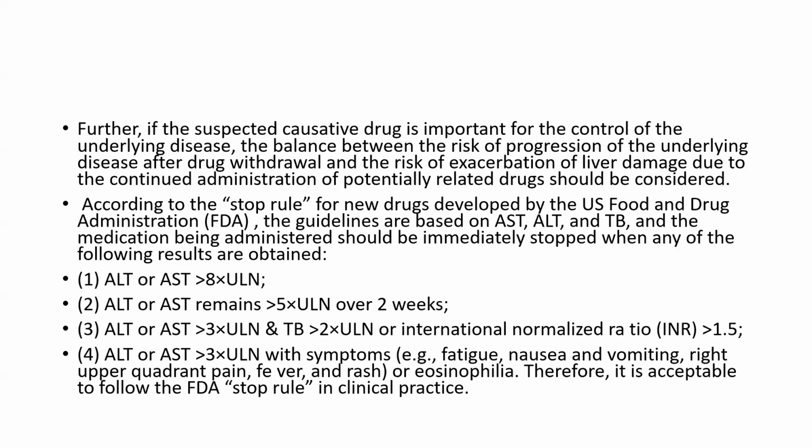AST or ALT of more than 3 times the upper limit of normal with symptoms, that is fatigue, nausea, vomiting, right upper quadrant pain, fever, and rash or eosinophilia.